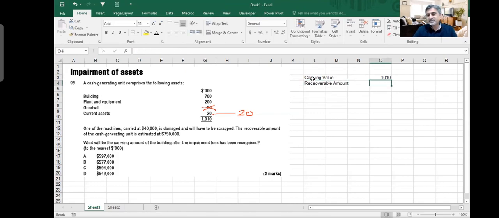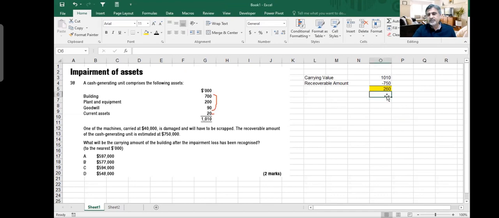Recoverable amount is 750,000. So you get here 260,000 as the impairment. This 260,000 you have to charge. Now the question is how this 260 impairment is going to be distributed. Like I told you, nothing here. This will remain 20. This 260 will be allocated to these 3 things.